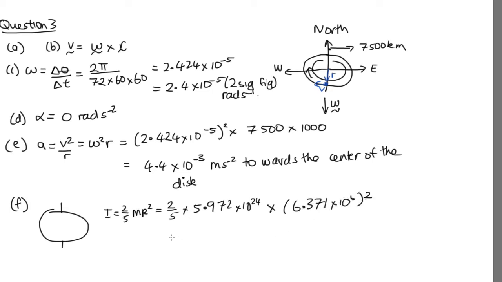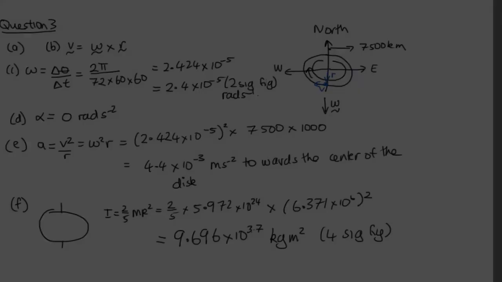So we square that, and that is equal to 9.696 times 10 to the 37, and the units are kilograms meters squared, and we've given it to 4 significant figures as we have the radius and mass of the Earth to 4 significant figures.